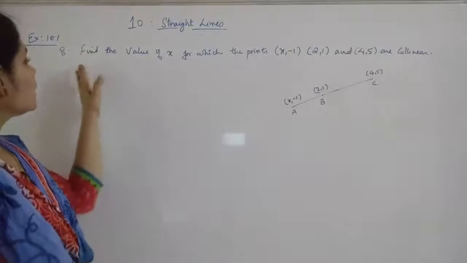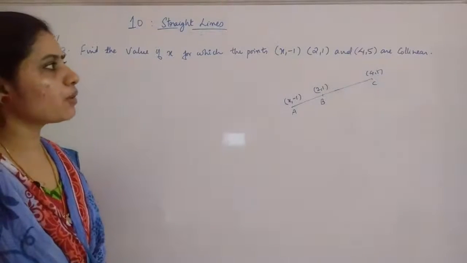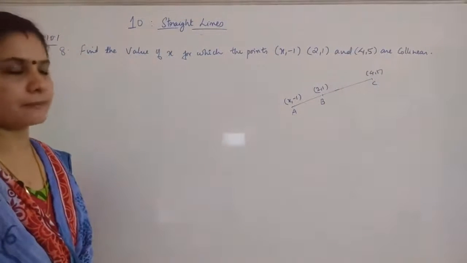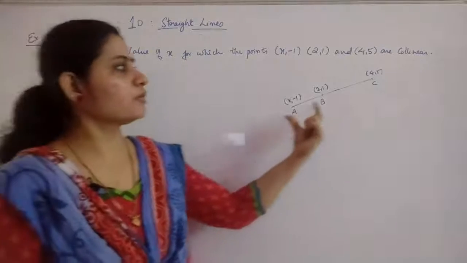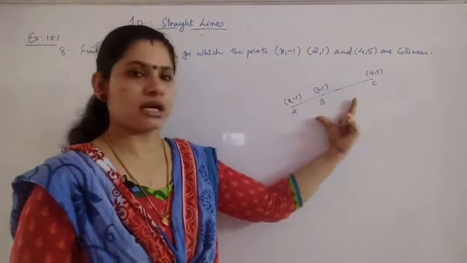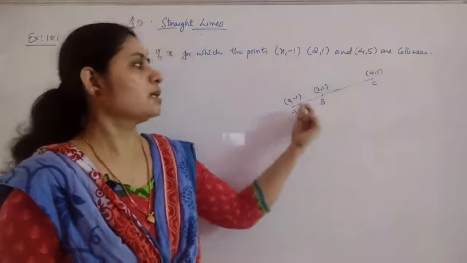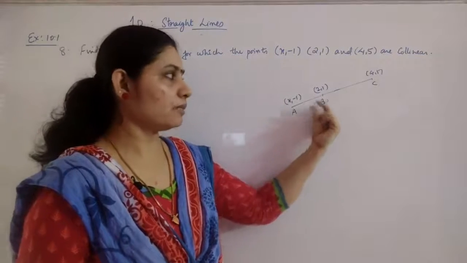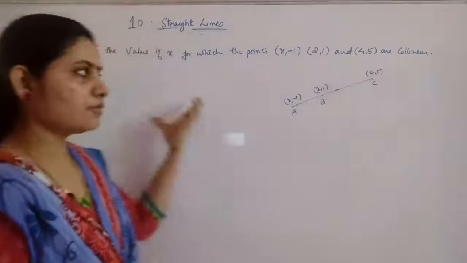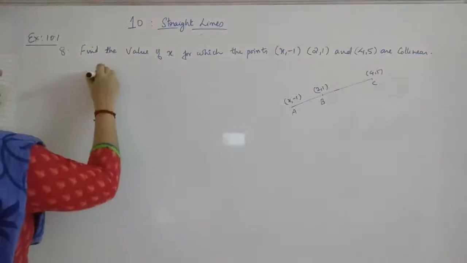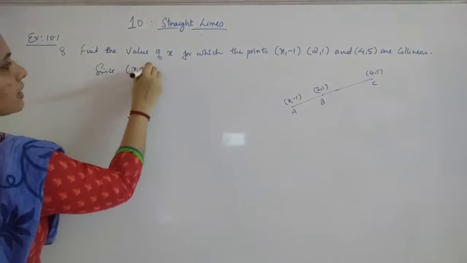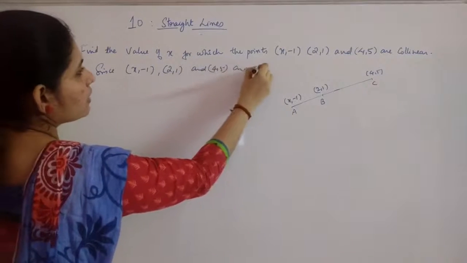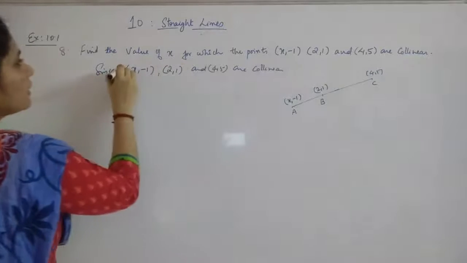Okay. Question number 8 is, find the value of x for which the points x minus 1, 2, 1 and 4, 5 are collinear. So the concept of collinear is, if the 3 points are lying on a line, the 3 points are called collinear points. Okay. So the concept is, we can take the slope of AB is equal to slope of BC, and that concept will give you the value of x. Okay. So since x minus 1, 2, 1 and 4, 5 are collinear, I have taken ABC in order.